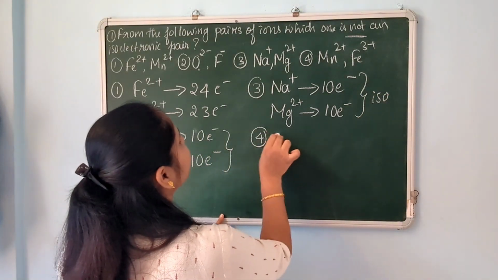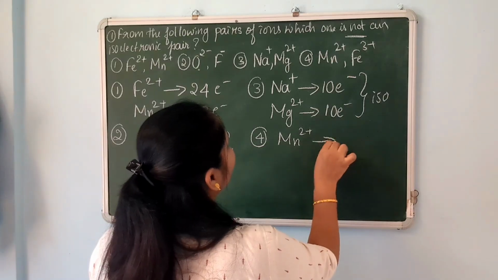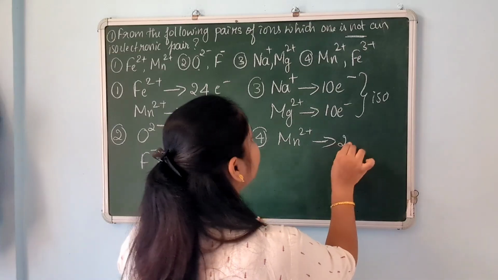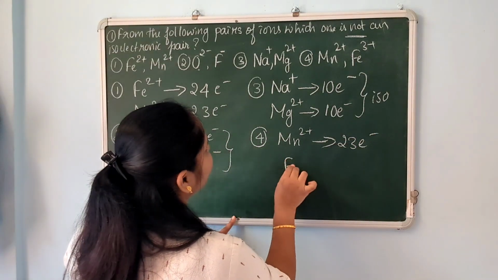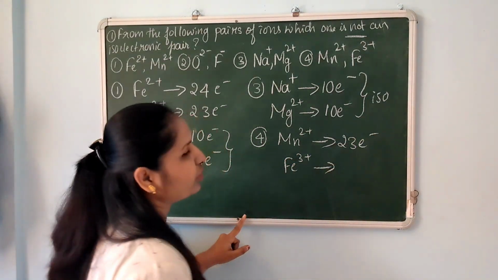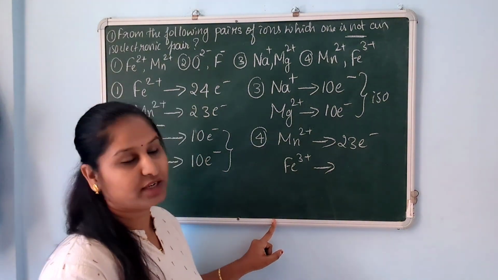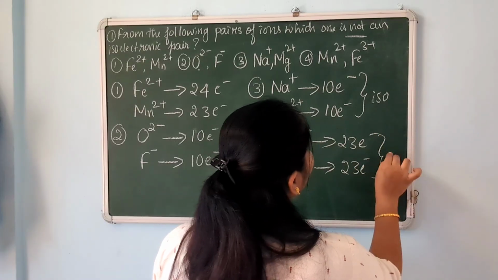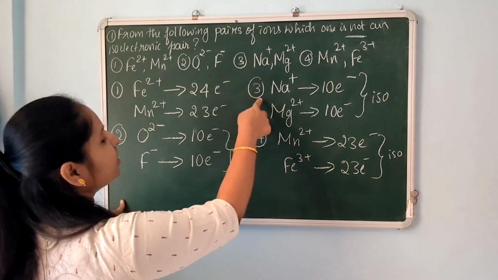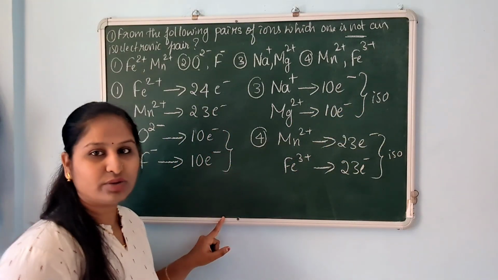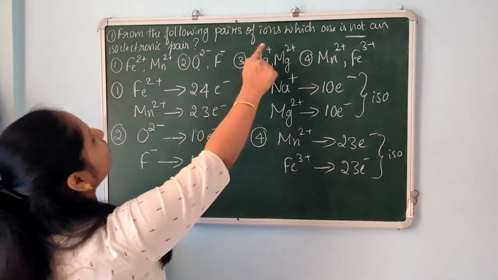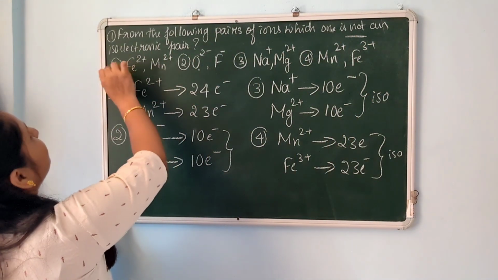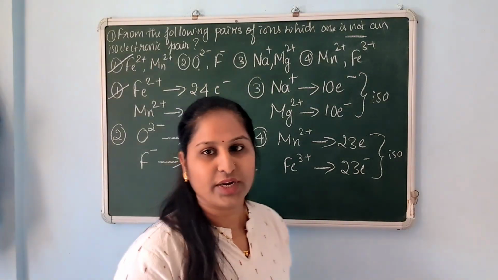Then the fourth option, Mn2+. Manganese with atomic number 25, minus 2, becomes 23 electrons. Fe3+: iron has atomic number 26, but with plus 3 charge, minus 3, gives 23 electrons. So options 2, 3 and 4 are isoelectronic, but the question asks which one is not an isoelectronic pair. So the first option is the right answer.